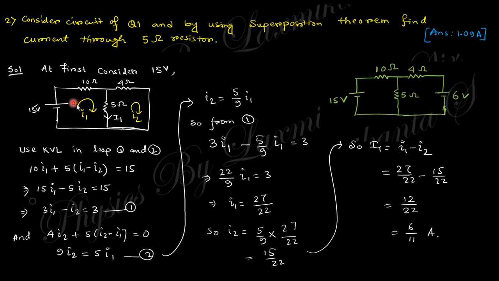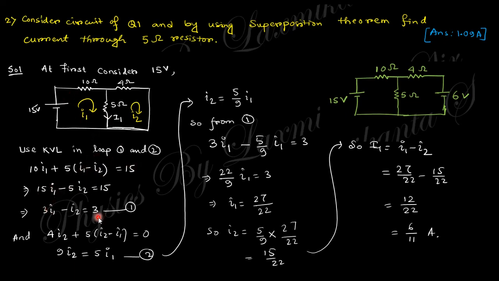So this is 15 and this is short circuited of this voltage. So if you consider this loop current I1 and I2, small I1, small I2, you will get this KVL equation, that is 10 I1 and 5 (I1 minus I2) equals to 15.